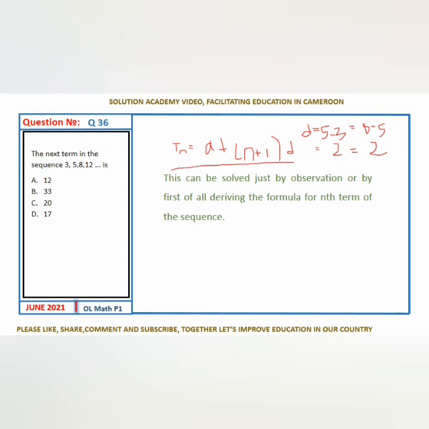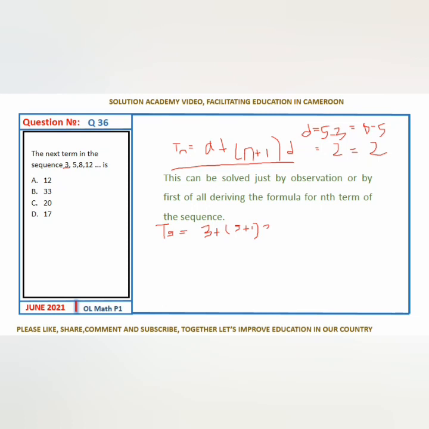So if we have our d, automatically the first term is 3. Okay, the first term is 3. So if we substitute into our formula, remember we are looking for the fifth term, T5. So that means our n is equal to 5, and we are going to have the first term, which is 3, plus, bracket open, take care of the brackets, 5 minus 1, all of that times our d, which is 2.